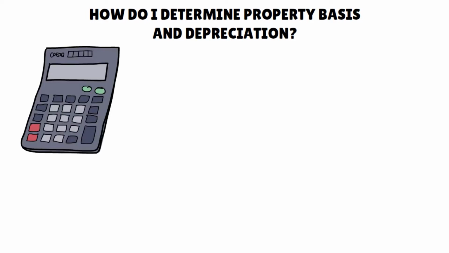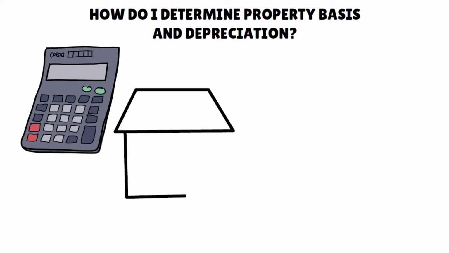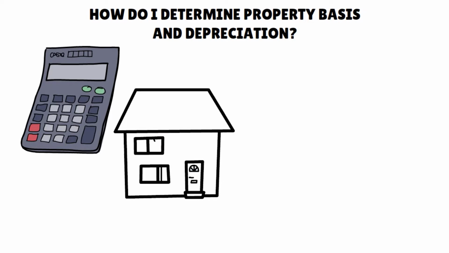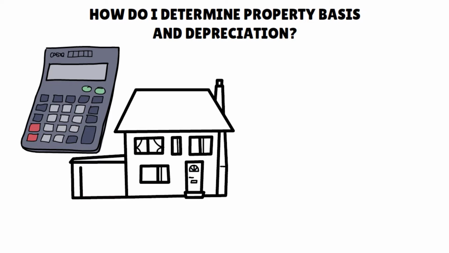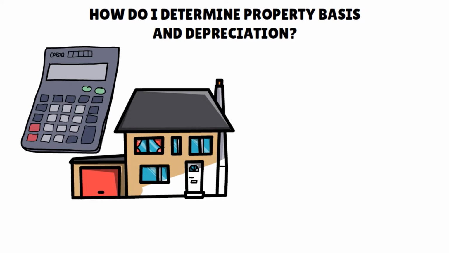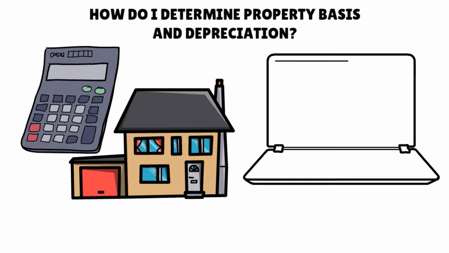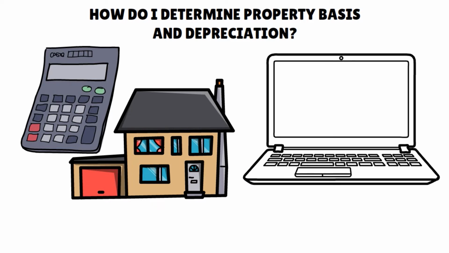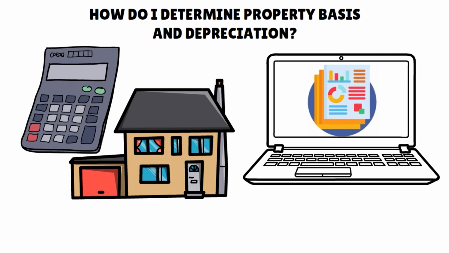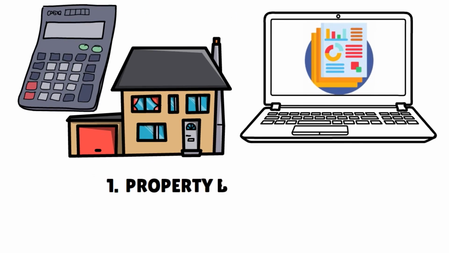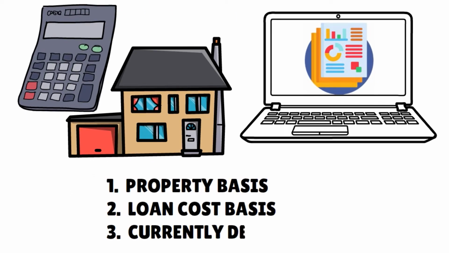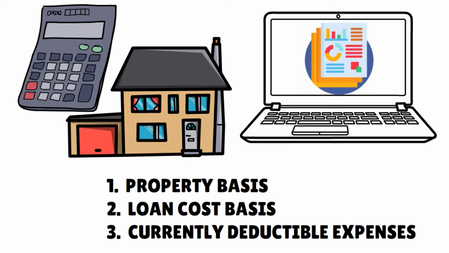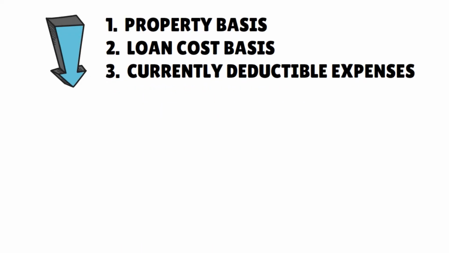So what is the property basis? You have the right tool or calculator. Nowadays, if you input the right data into your tax software, everything will be done for you. But there are three important elements that will help you when it comes to analyzing your closing cost and depreciation. You're going to need the property basis, the loan cost basis, and the currently deductible expenses. Let's talk about those.